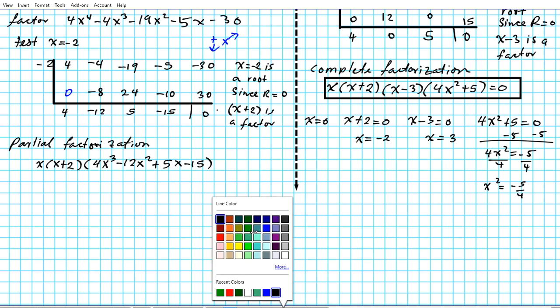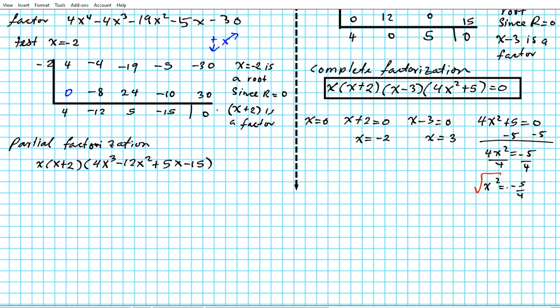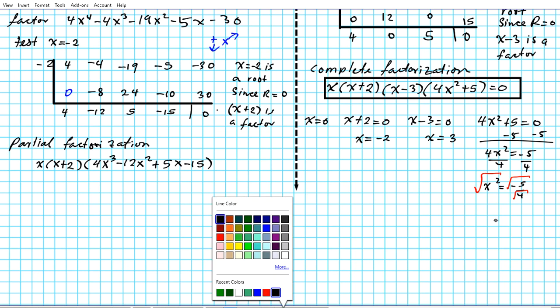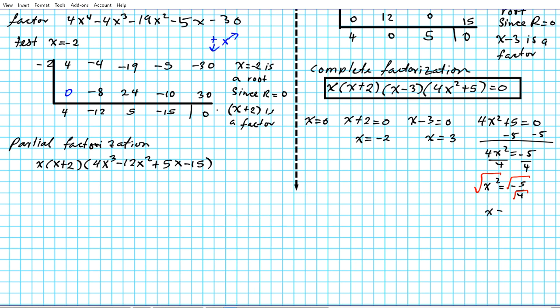And then we take the square root of both sides of the equation. And then you square root the top and the bottom. Okay? So remember, anytime you take the square root of a square, you want to insert plus or minus. So x is equal to plus or minus the square root of negative is i, and then root 5. And then the square root of 4 is 2. Okay? So there goes the last two complex roots.